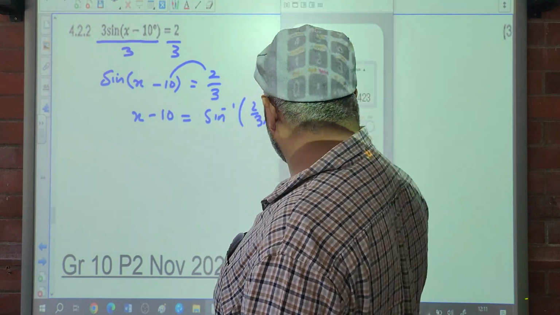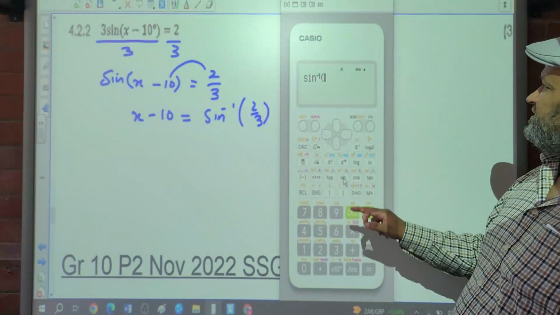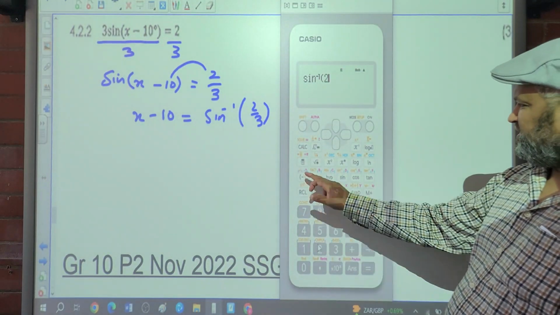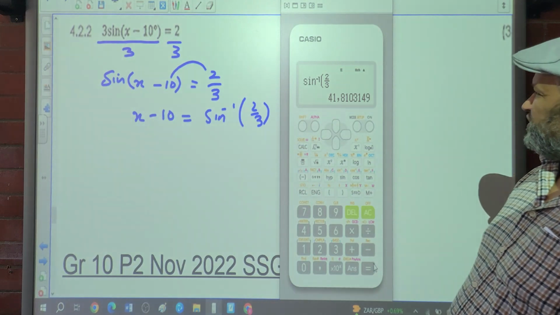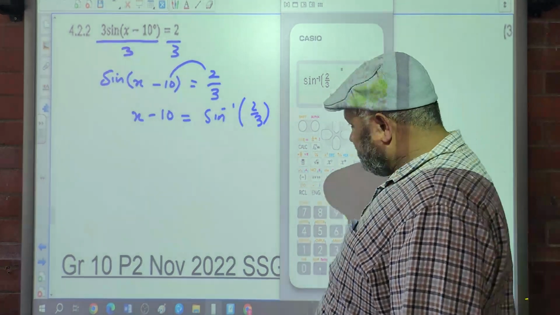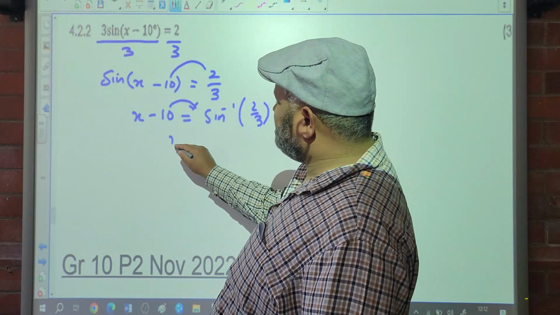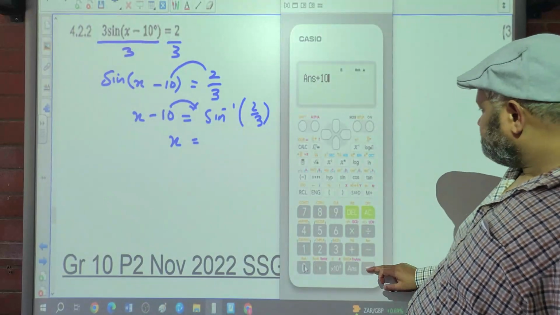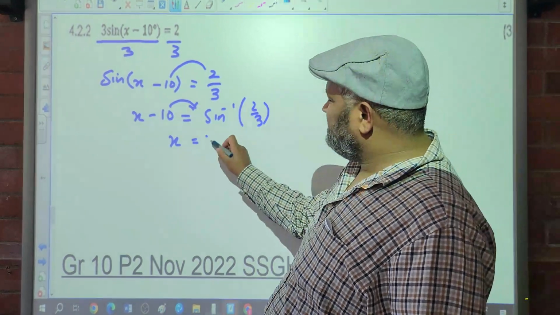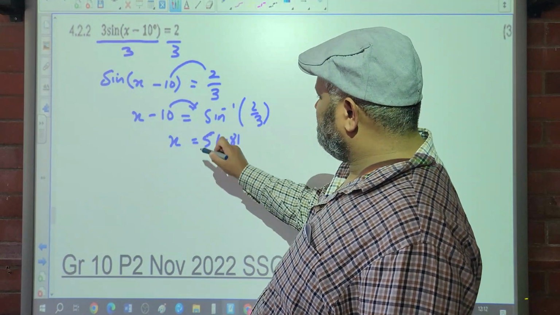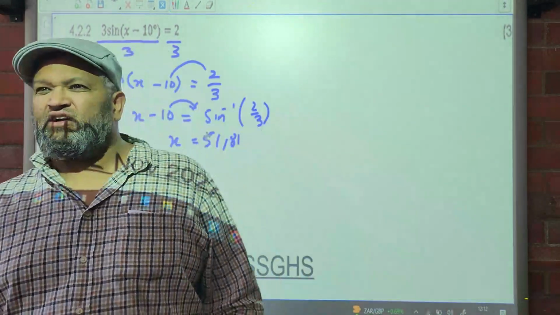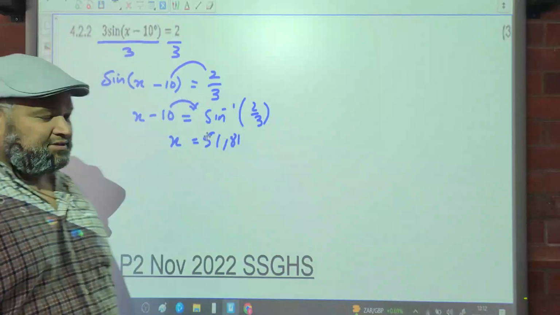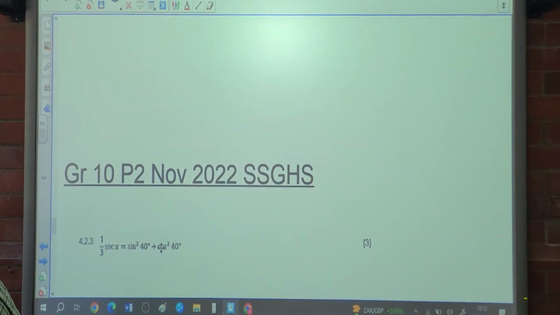Okay, so in the calculator, we shift sin, or arcsin of 2/3, is 41,81. Let's take 10 over. I would of course add the 10, not so? So it's going to be plus 10, 51,81. Okay, any confusion there? No? Let's go to the next question.